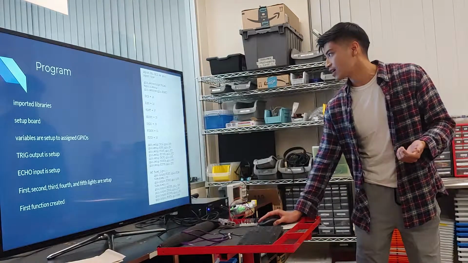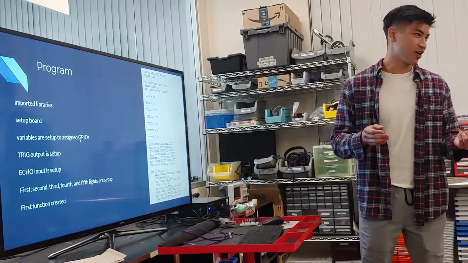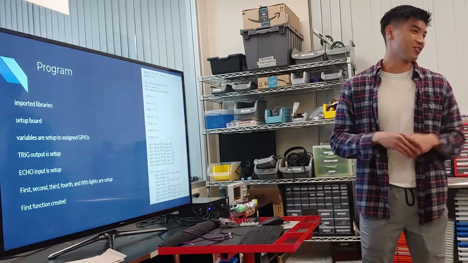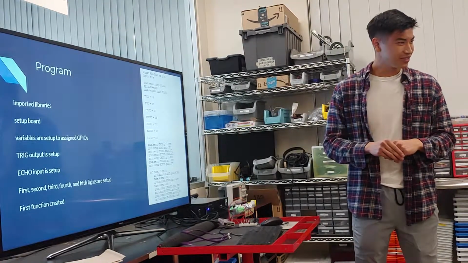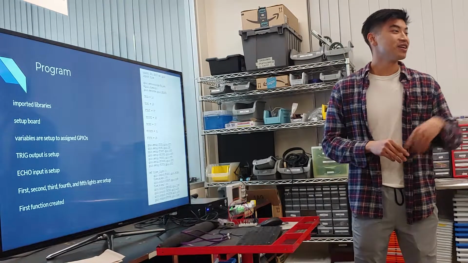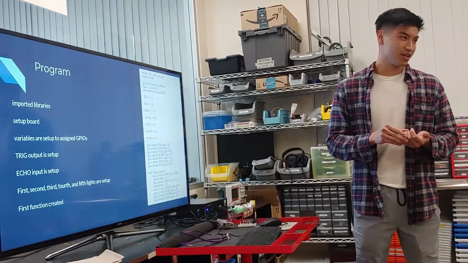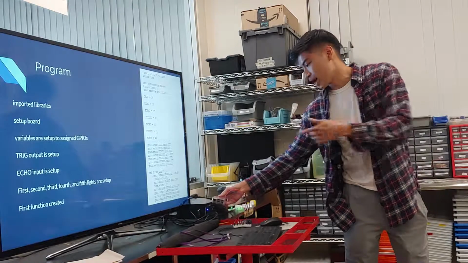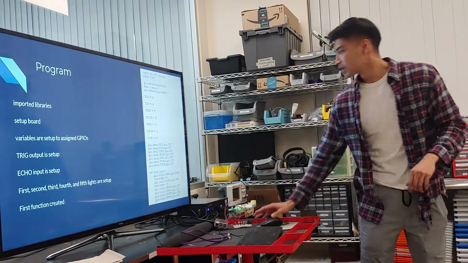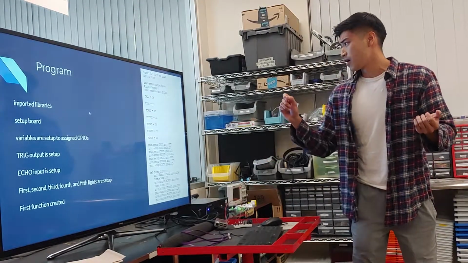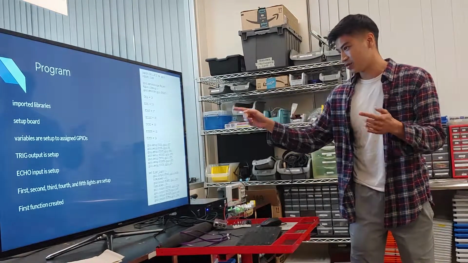And then what I have next are the variables that are assigned to the GPIOs. How many of you guys know what the GPIOs are? What does GPIO stand for? I don't know what it stands for, but it's basically a library, I think. General purpose input output. There you go. So what general purpose input output is, it's pretty much the pins on the Raspberry Pi itself. So it's not a library, but it's the pins on the Raspberry Pi. And I assigned my variables to the GPIOs.